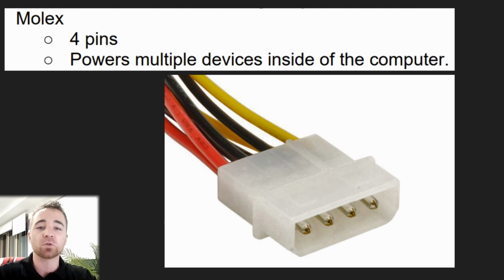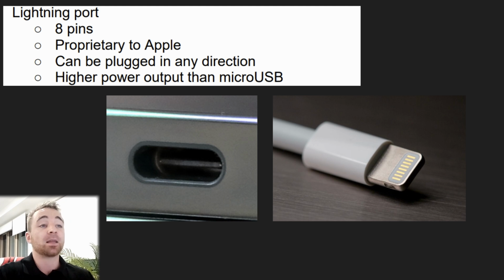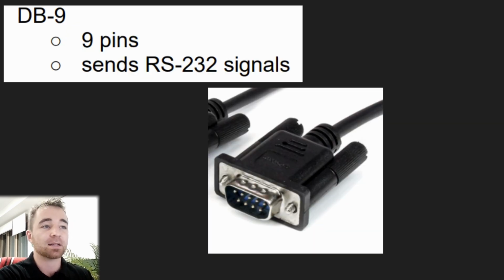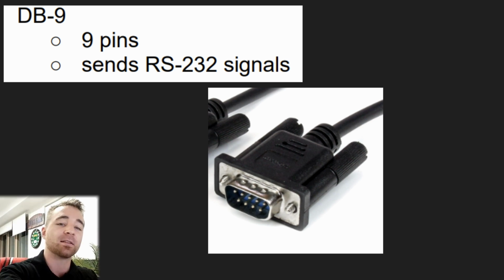So you plug in a Molex cable to power the actual computer itself. All right, and then we have the Lightning port. 8 pins. Proprietary to Apple. If it is an Apple device, it's going to be using a Lightning port. An Apple mobile device will use Lightning. All right, it can be plugged in any direction, just like the USB-C, and it has a higher power output than micro USB. Alrighty, DB9 has 9 pins, sends RS-232 signals, and looks like this.